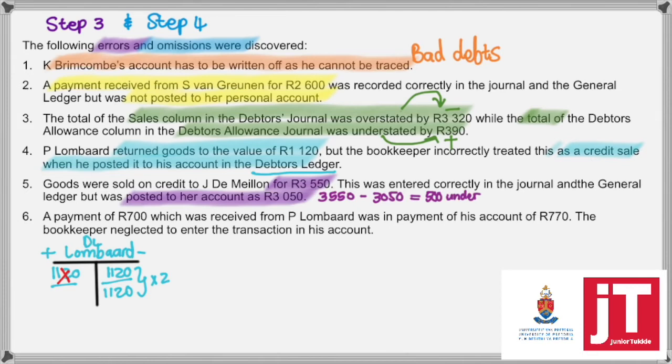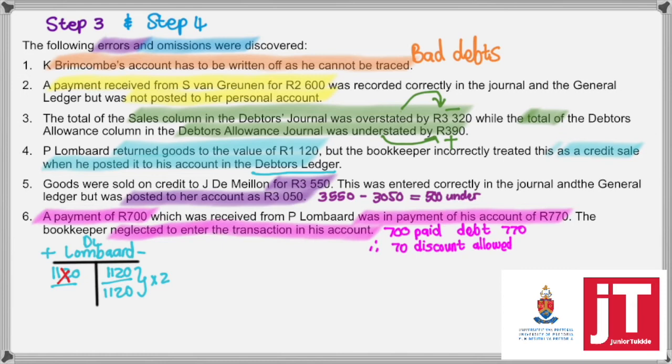So just to recap, whenever you have an amount that was posted incorrectly, you have to get the difference between the two amounts, the correct one and the incorrect one, and then see which one was correct, the higher amount. So if it's higher, you have to add. If it was lower, you have to minus off. In this case, it was 500 rand under, therefore you'll add it back.